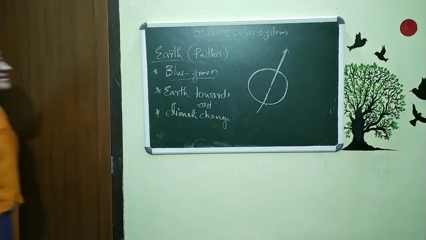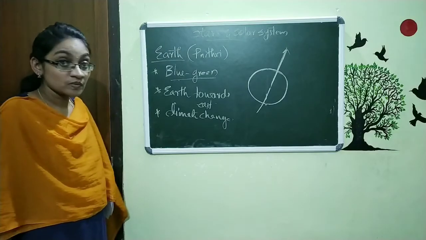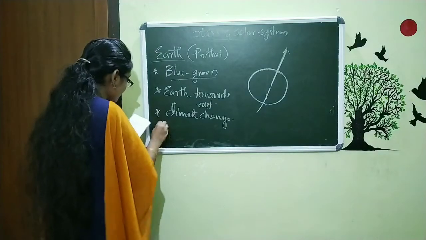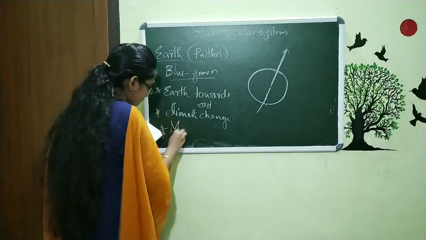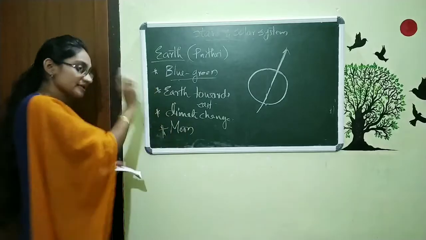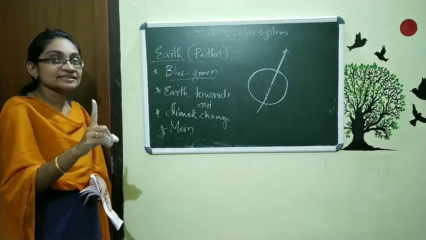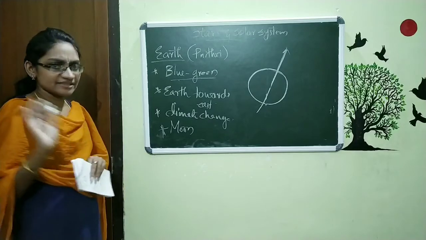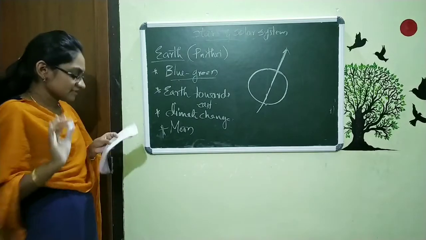And what about the satellite of the earth? We know which is the satellite of our earth. The satellite of our earth is the moon. Earth has only one satellite, and that is the moon. So these are the points about the earth. Very simple points. You want to remember this.